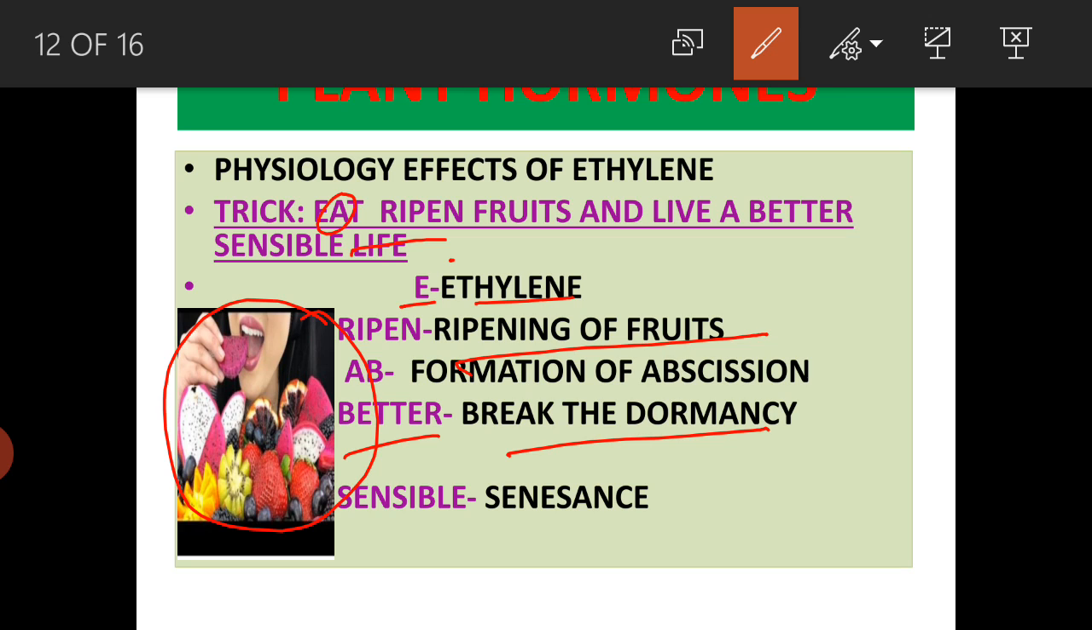And then sensible, here it refers to the senescence process. Senescence is converting the green color into yellow color and thereby the leaves will fall, and that process we call senescence. This will be induced when ethylene is produced in the plant.